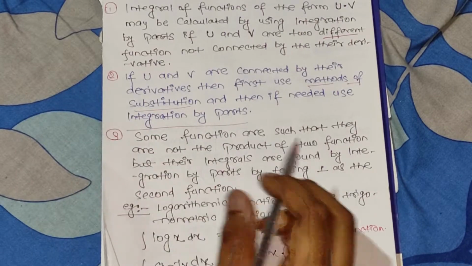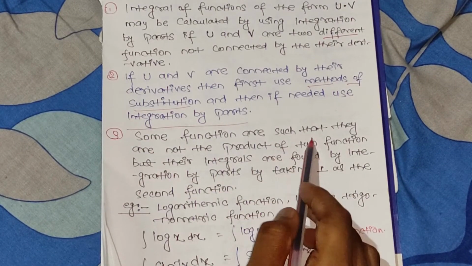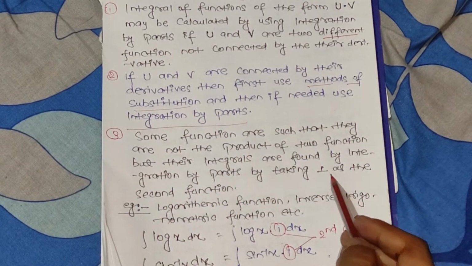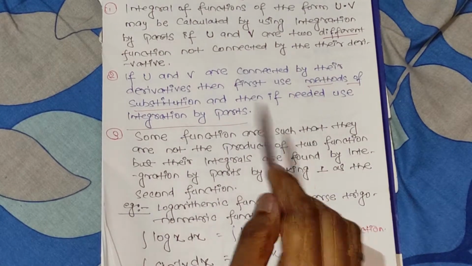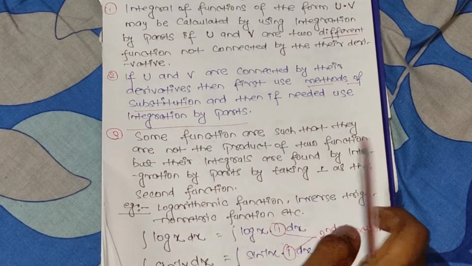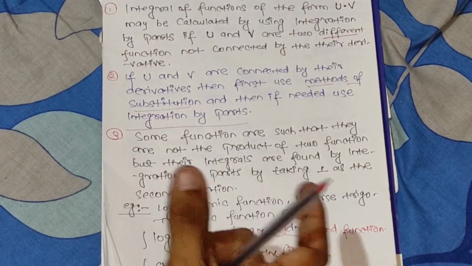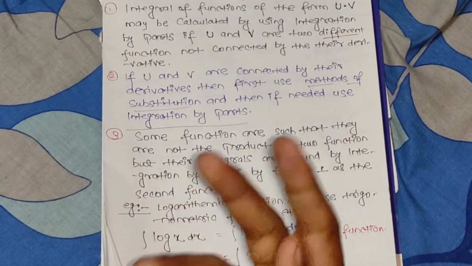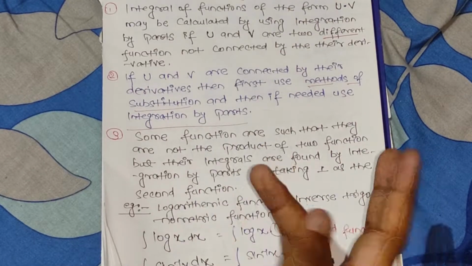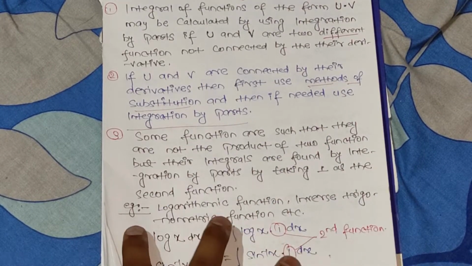Now the third point is that some functions are not the product of two functions, but their integrals can still be found this way. When we see a question, it is not directly in the form of a product of two functions, but their integrals are.